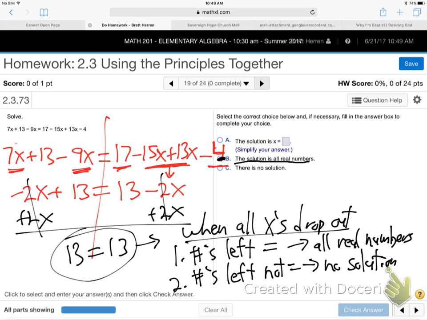All real numbers. What that means is anything will make that equation true. Any number will make that equation true. You can tell right here. It just means anything makes that true. There's no way to make it false. You can plug any number you want in for x, and negative 2x plus 13 is going to equal 13 minus 2x. They're exactly the same. Doesn't matter what you plug in for x. All right, so those are dumb. I'm not going to put those on the test. Let's move along.